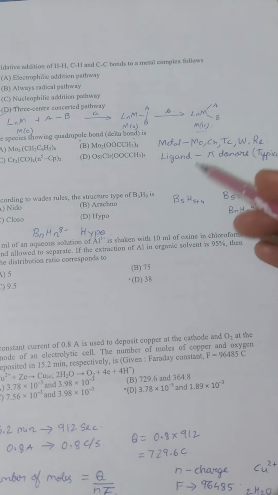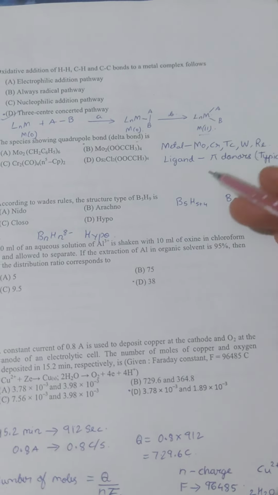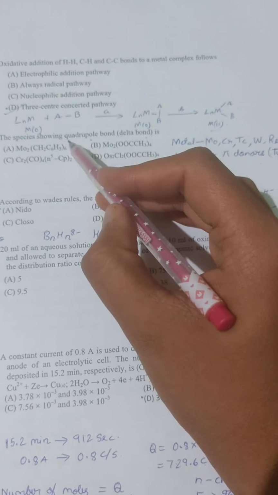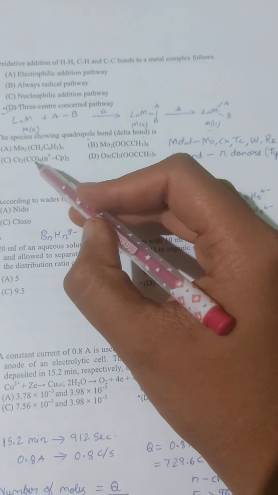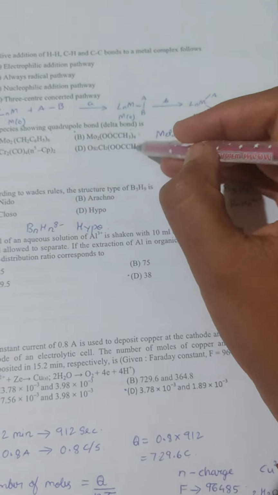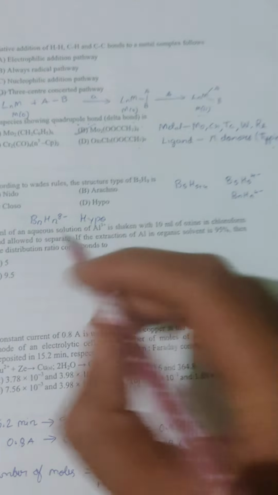Not necessarily, it is not necessary that only these. There may be some exceptions with pi acceptors, but more typically we'll get pi donors. Here this one is a pi acceptor. This one has both pi acceptor and pi donor. This is purely pi acceptor, where here we again have pi donors and pi acceptors. So option B is the correct answer.